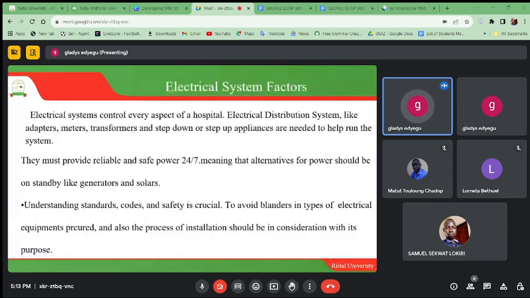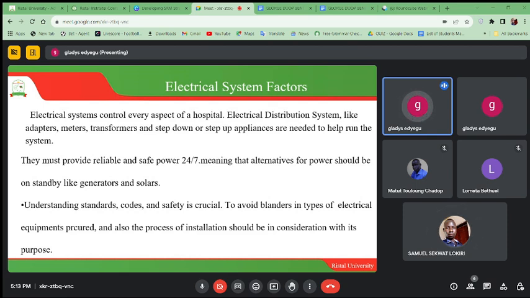So when you look at electrical system factors, there are different factors in relation to electrical systems. So electrical systems control every aspect of the hospital. When you look at the services that we provide, the majority of the services that we provide are related to use of electricity.